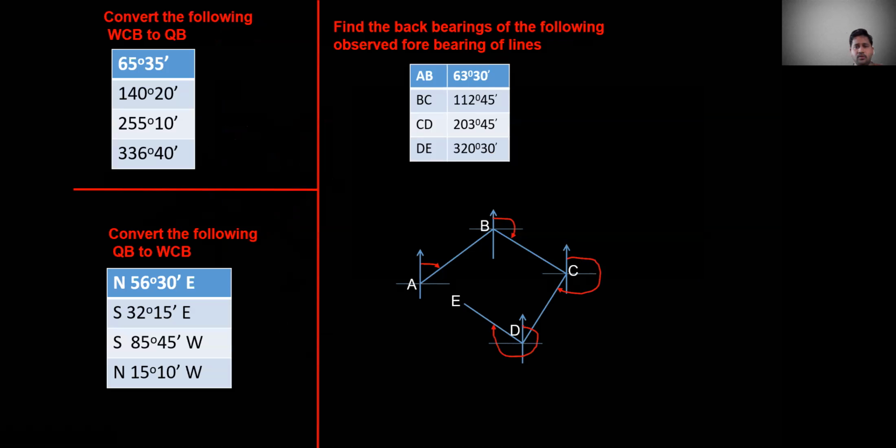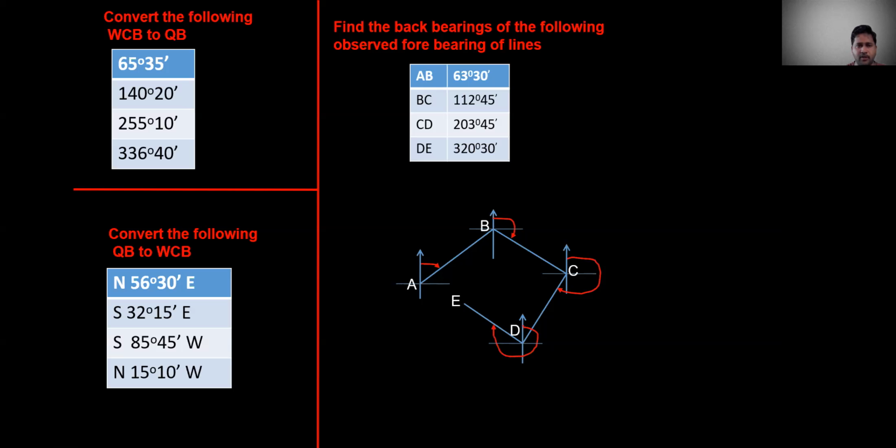Now we convert the following WCB to QB. We have seen the concept of how to convert. If I want to convert this whole circle bearing into reduced bearing, what do I do? I know in the first coordinate the angle will not change. So my value is northeast, and the angle is the same, that is 65 degrees.